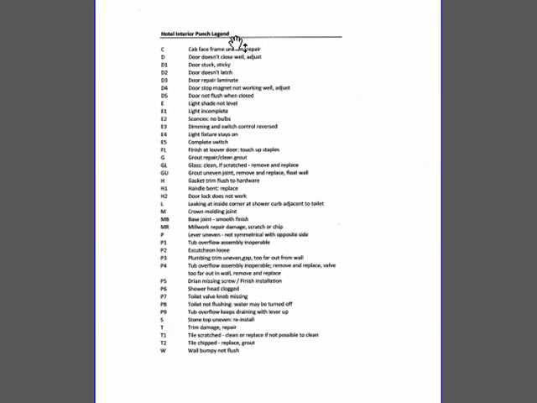For instance, here is a punch legend. So I'm going to walk a job site, and all of these particular symbols are going to mean something specific. A door doesn't latch, or a door needs to be repaired. So I have a legend that I've created of the symbols I'm going to place on the drawing.